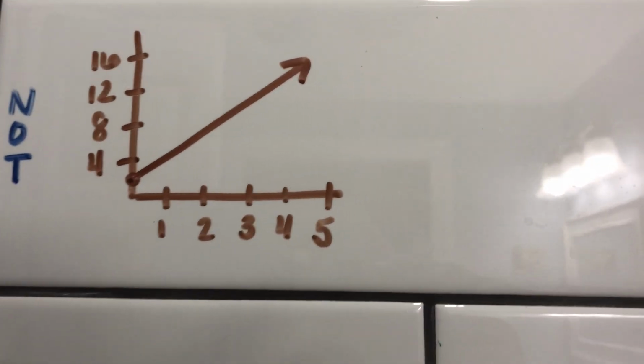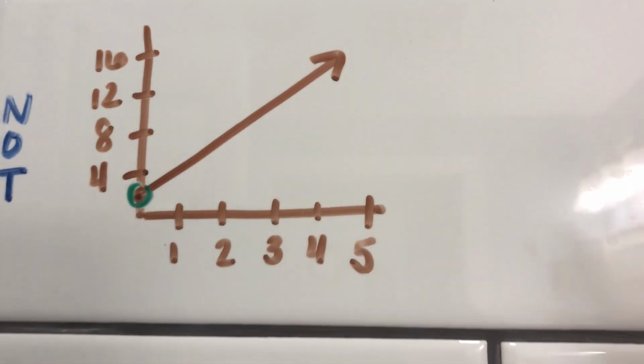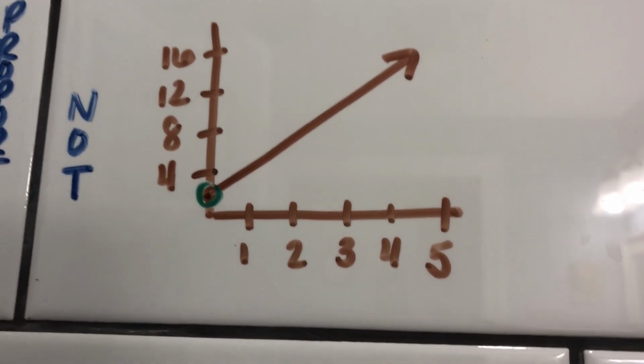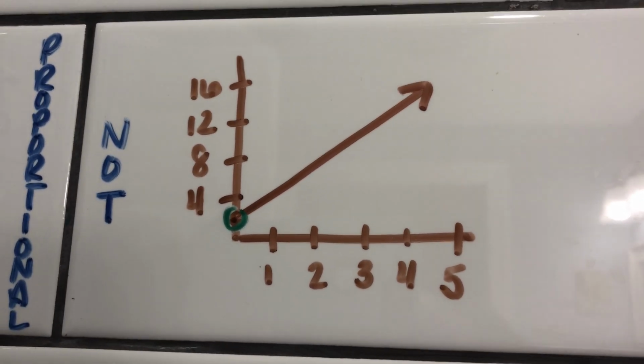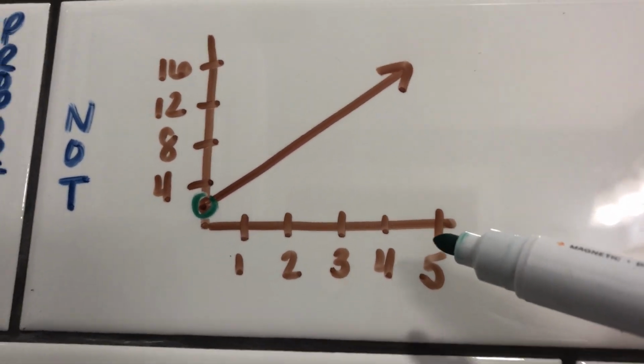Compared to this graph that is not. This is not proportional because my b is not 0. It looks like b is about 2, I'd be estimating, but it definitely is not going through the origin, so this graph is not proportional.